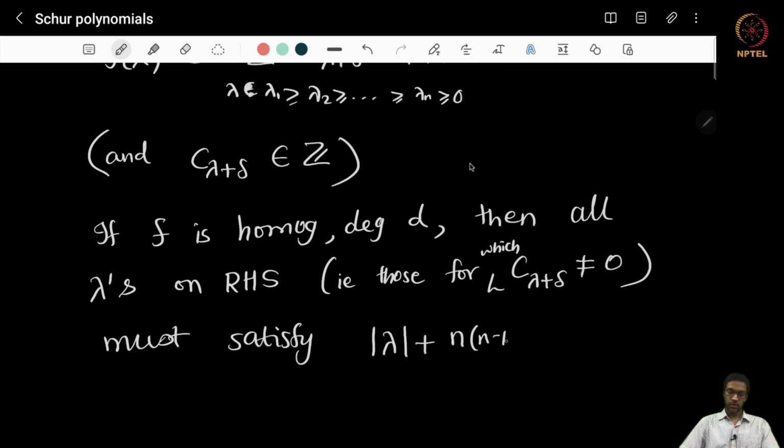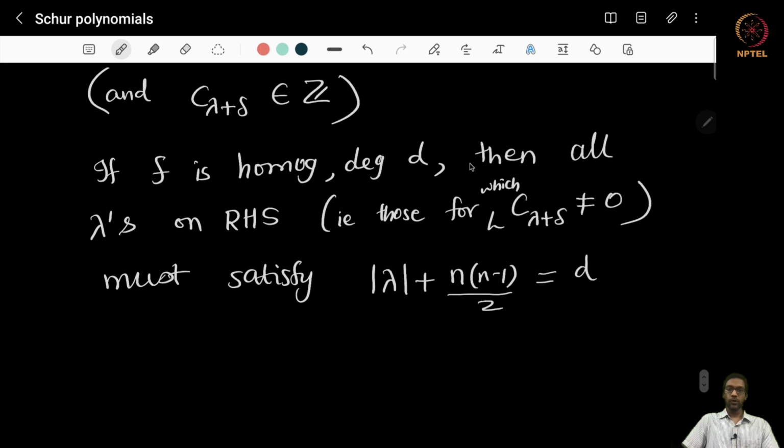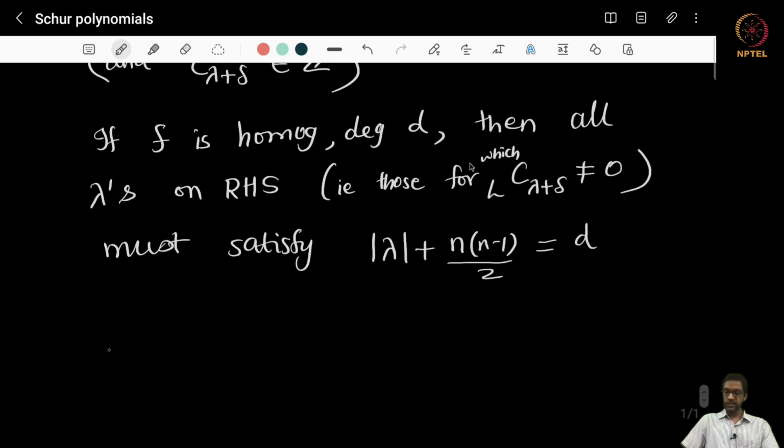Now let's go back to what we needed to prove. We need to show that the Schur polynomials form a basis for the space of symmetric polynomials of degree D. So let's start there. What does that mean? Given a symmetric polynomial in n variables of degree D, we need to try and express it in terms of the Schur polynomials. Now we'll do this as follows.